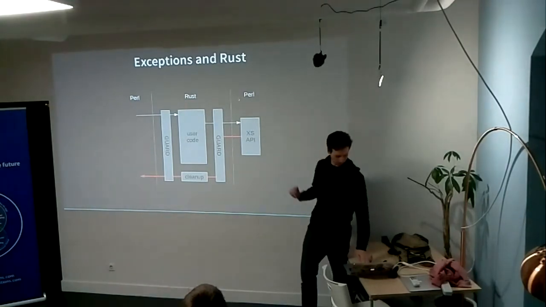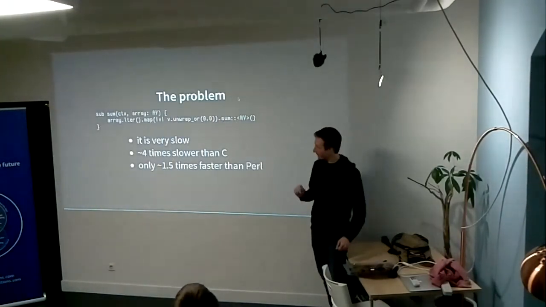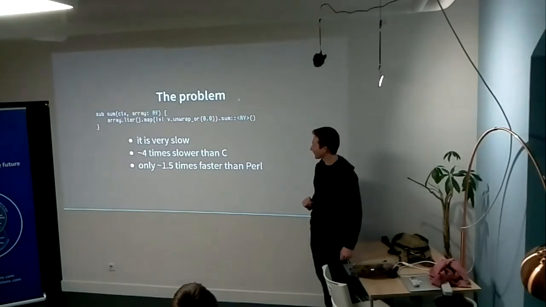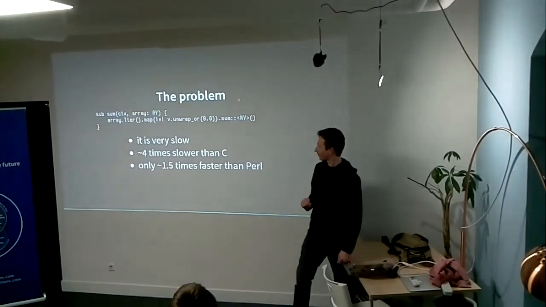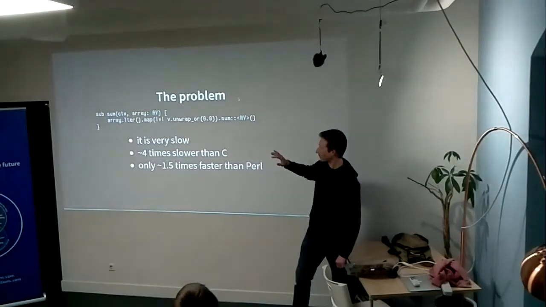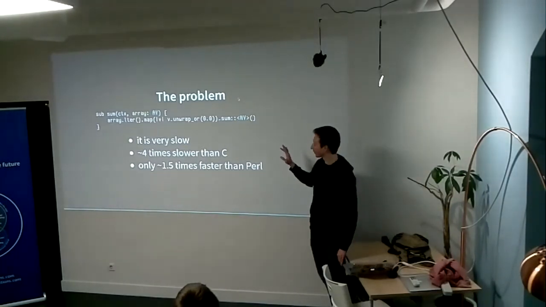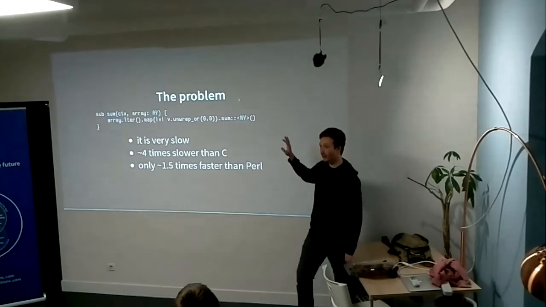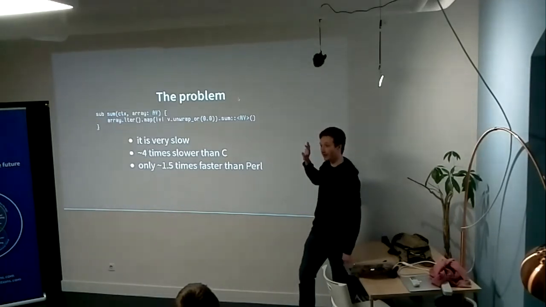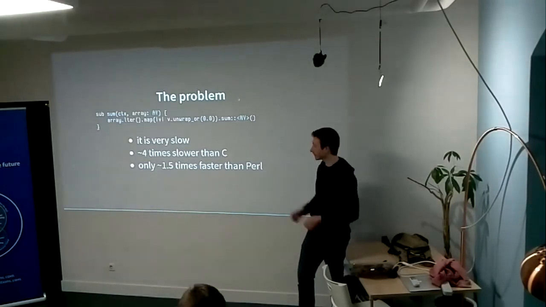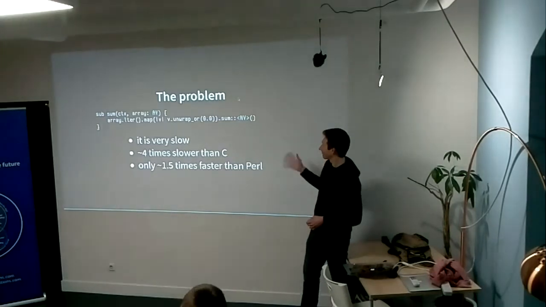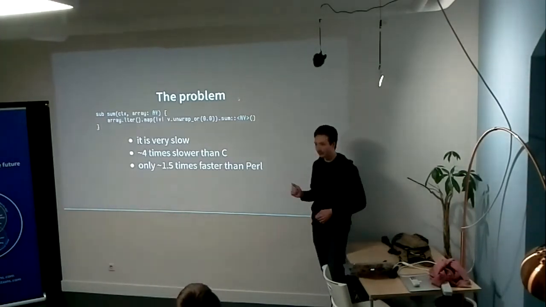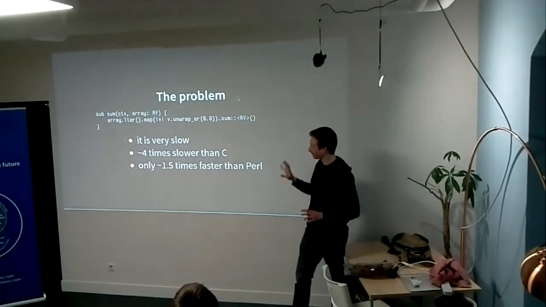This is slow. So the piece of code I showed before is about 4 times slower than the pure C implementation because it basically does pretty much nothing but call the API. It calls the API to get a value out of the array, it calls the API to get a value out of the array element. And it's still faster than Perl, but not that much faster, but safe.